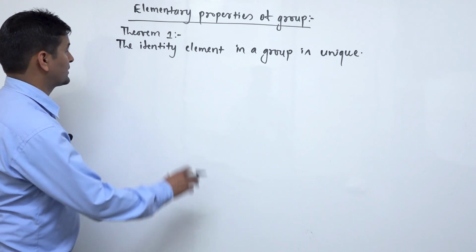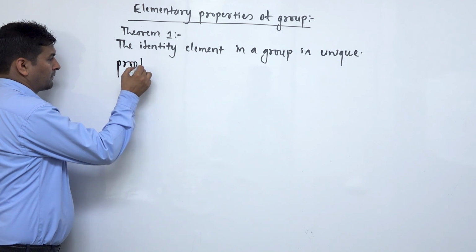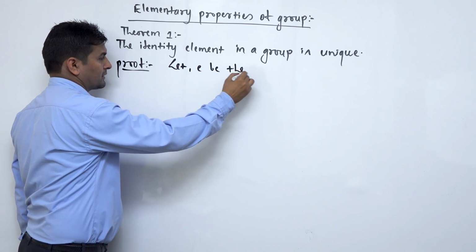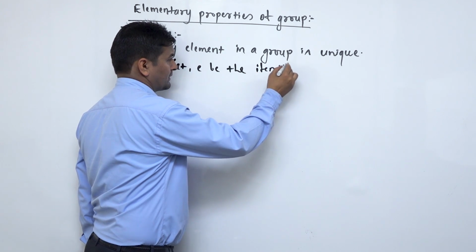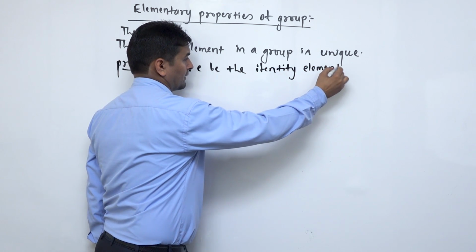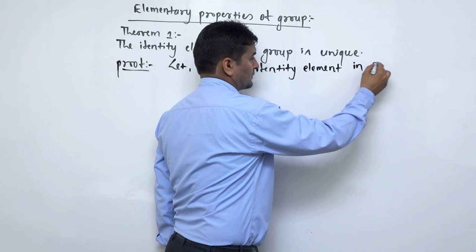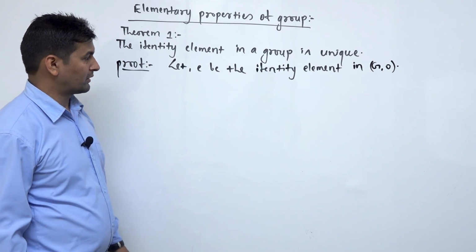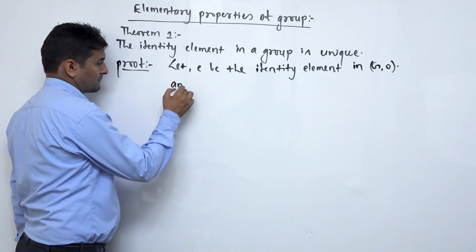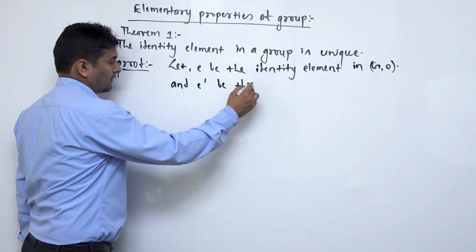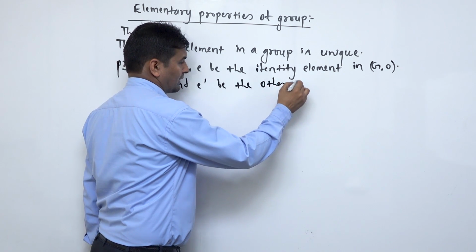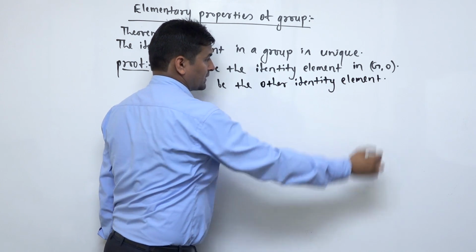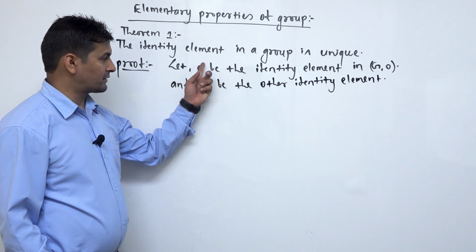त्यसको हामी प्रुफ गर्छौं. Proof of this theorem 1. Proof. Let E be the identity element in Z comma not. We suppose that E be the identity element in Z comma not, and it has another identity element E dash. We suppose here two identity elements, and we will show that these both identity elements are same.